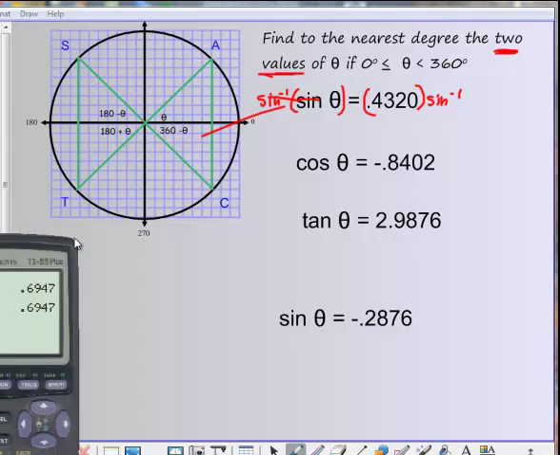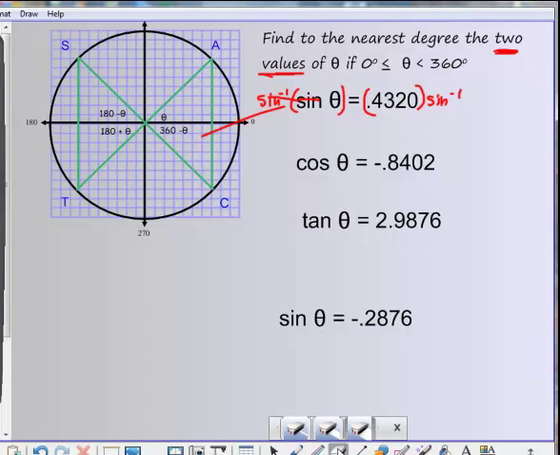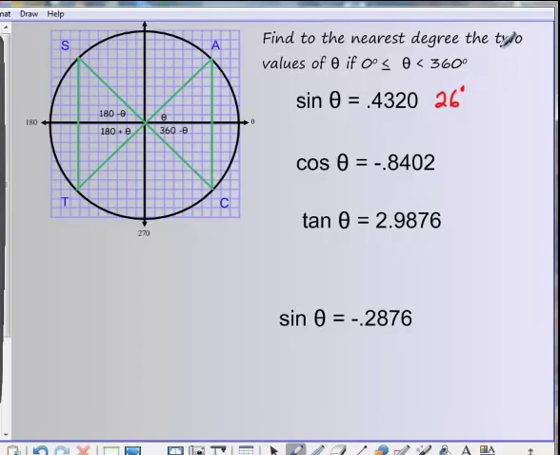So on our calculator, I'm going to inverse sine 0.432. And it's 26 degrees because we're allowed to round to the nearest whole. So this is going to be, let's clean all that up, 26 degrees. But there are two answers. So since sine is positive, I'm going to look in quadrants 1 and 2, because that's where sine's positive. Okay, I found my reference angle to be 26.